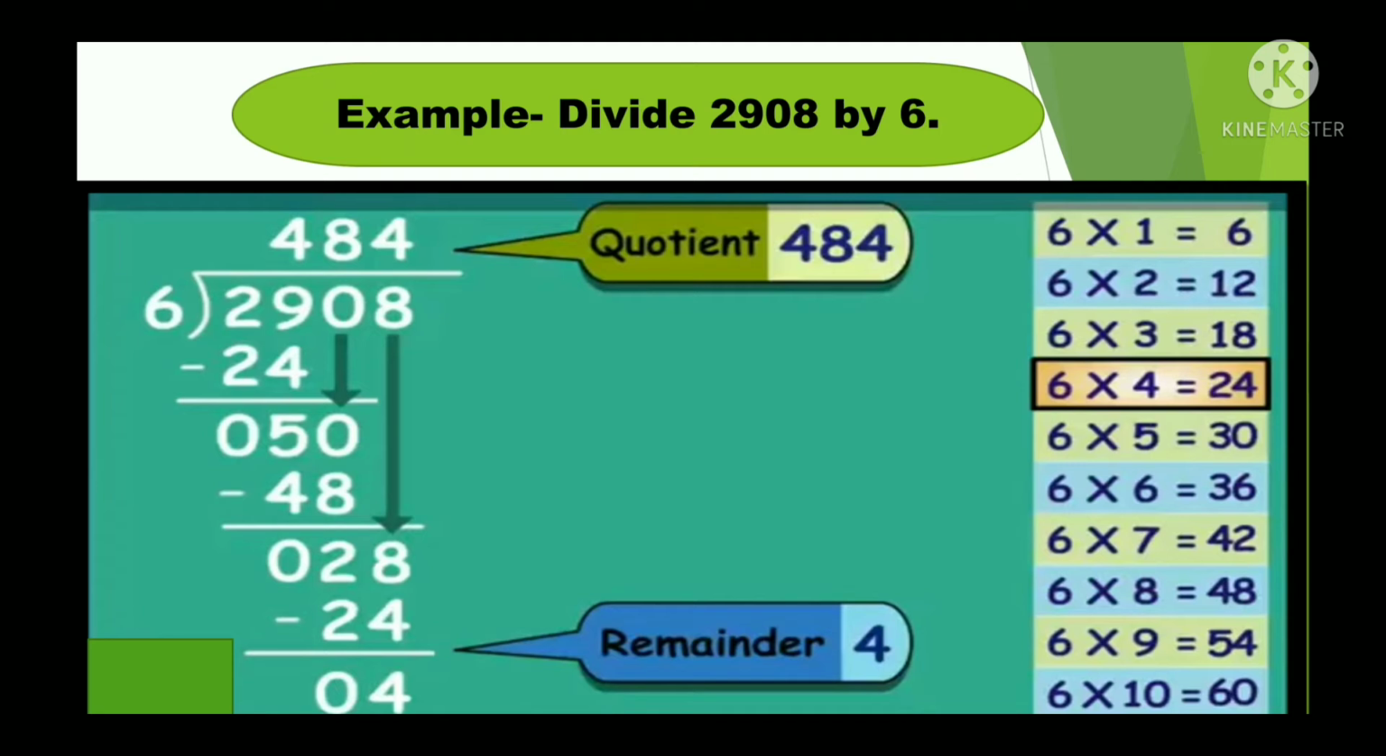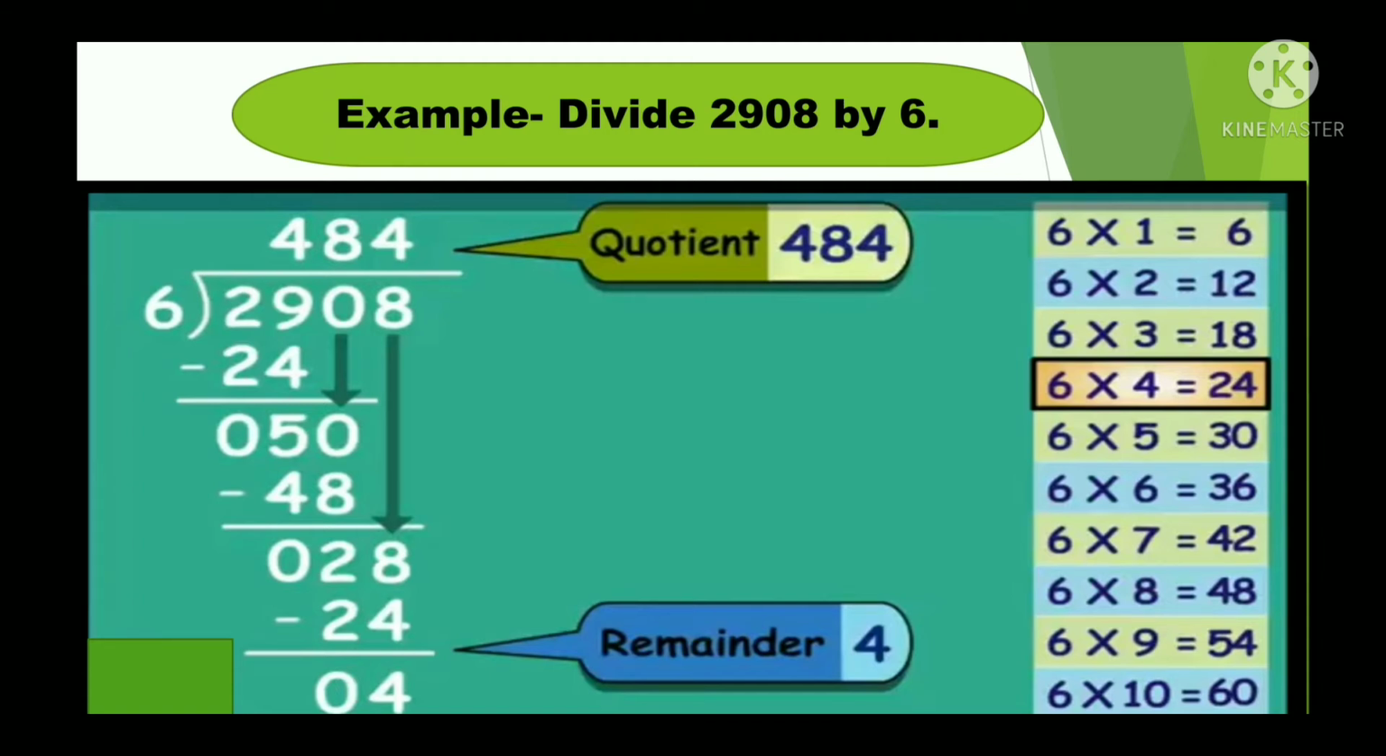Now we have to count the table of 6 and we will find out the equal number or closest number to the 29. So we can see it is 24. 6 4s are 24. So we will write it down, and after that we have to do the subtraction. After subtracting we will get 5, and then we have to write the next number which is 0 below. So it will become 50.